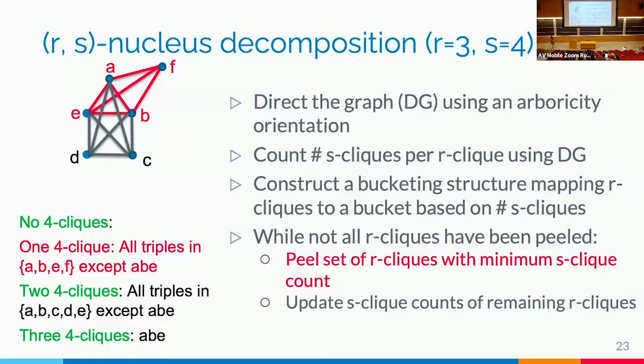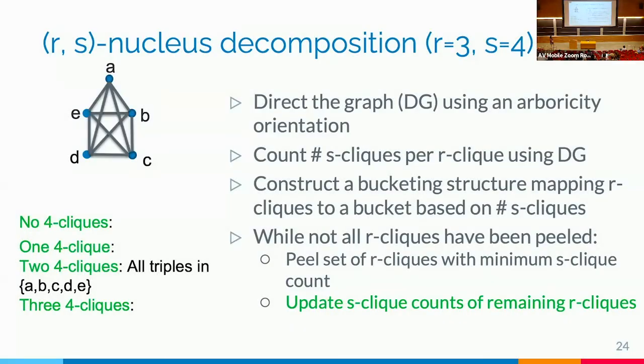And then we repeat this process. So the next triangles to get peeled are all triples in the set ABEF, except for the triangle ABE. And then when we update the 4-clique counts of the remaining triangles now, we see that the 4-clique count of the triangle ABE should be updated since all of the other triangles in its 4-clique were peeled. So in fact, we move that now to the 2 bucket.